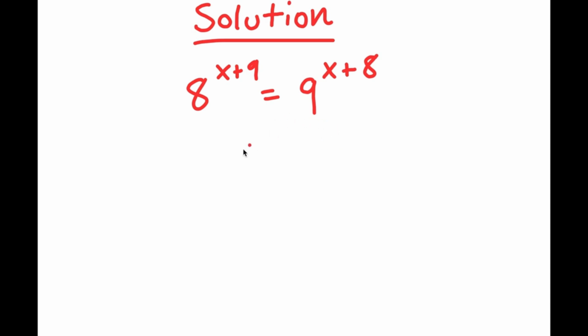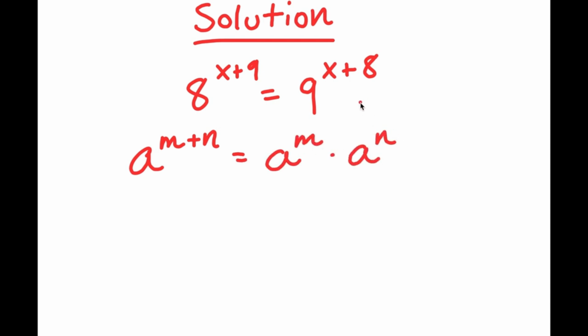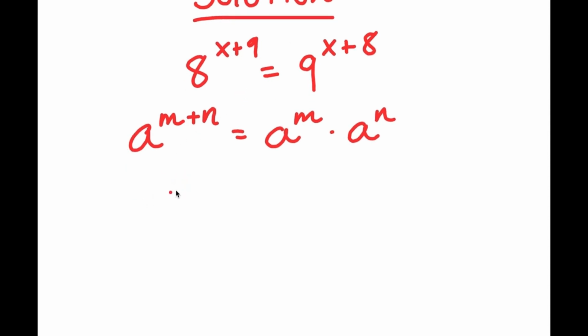Now from here, I'm going to be using the property of exponents that states that if I have something in the form a to the power of m plus n, this is equal to a to the power of m times a to the power of n. So in this case, I have 8 to the power of x plus 9, and I can rewrite this as 8 to the power of x times 8 to the power of 9. And this is equal to 9 to the power of x plus 8, which I can also rewrite as 9 to the power of x times 9 to the power of 8.